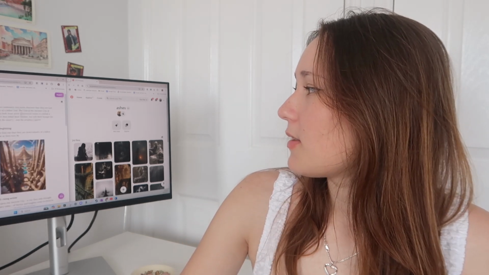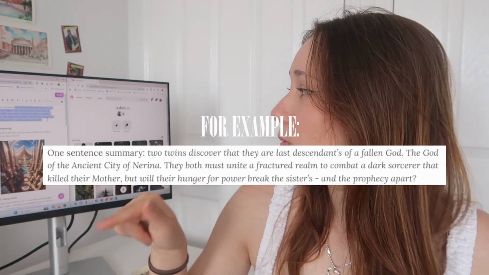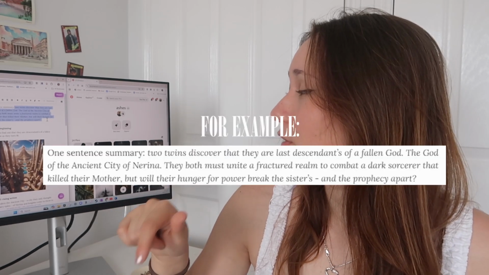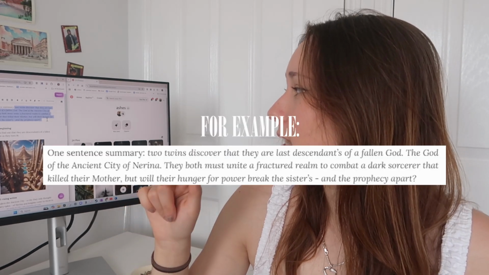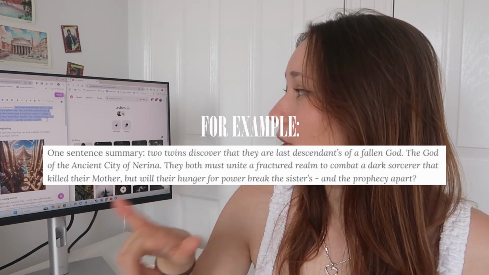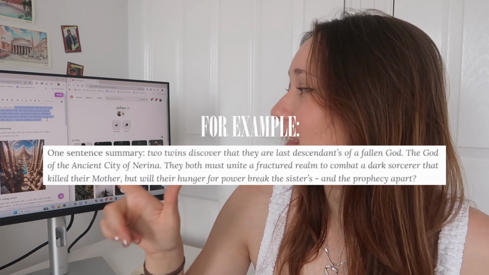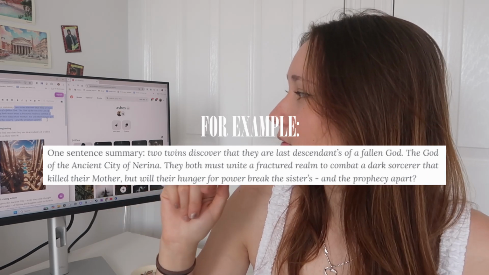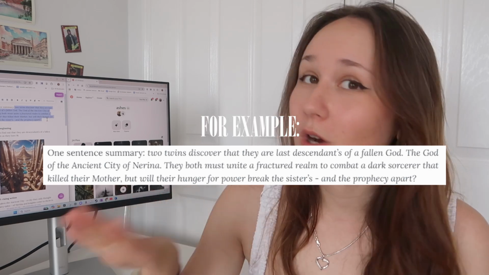In plot, the one-sentence summary is this. Two twins discover that they are the last descendants of a fallen god, the god of the ancient city of Narina. They both must unite a fractured realm to combat a dark sorcerer that killed their mother. But will their hunger for power break the sisters and the prophecies apart? That kind of slays, to be honest. And I just came up with that on the fly.